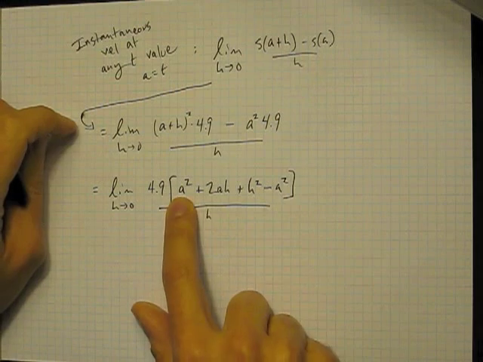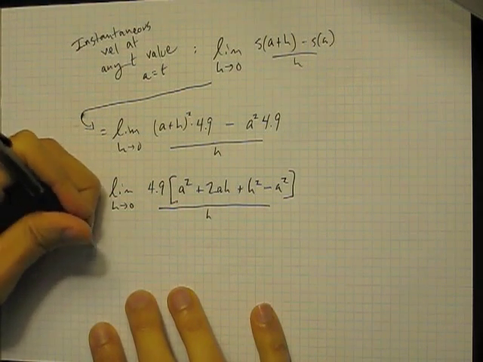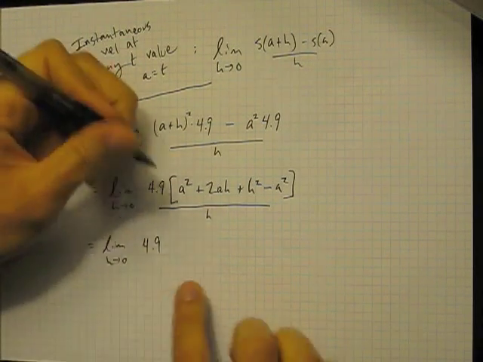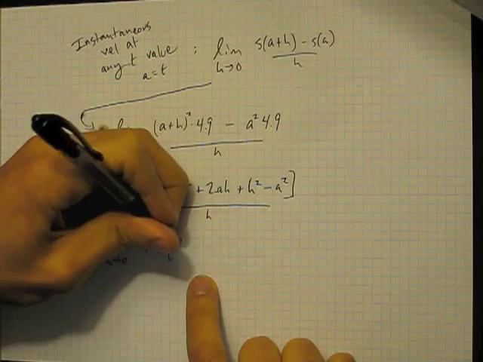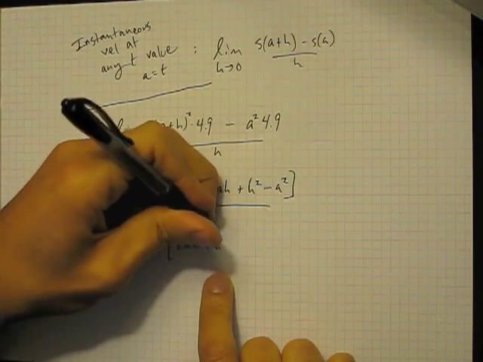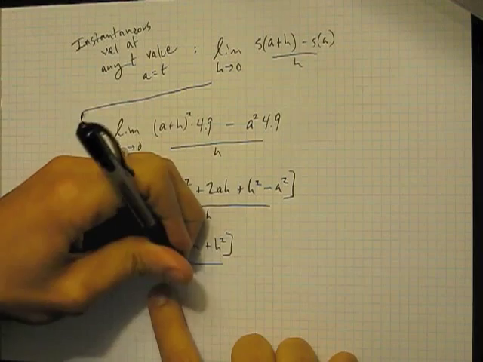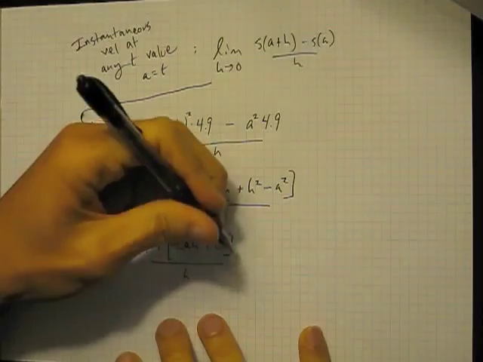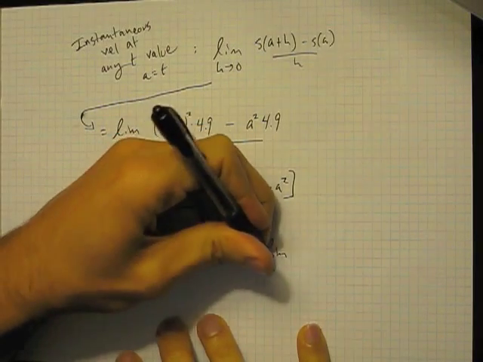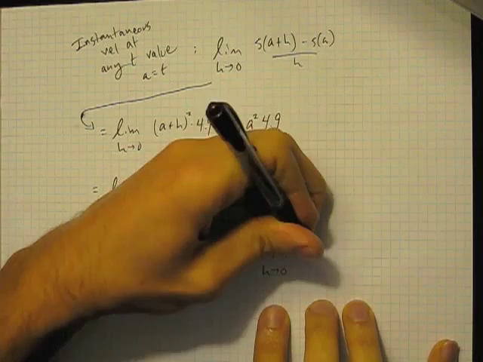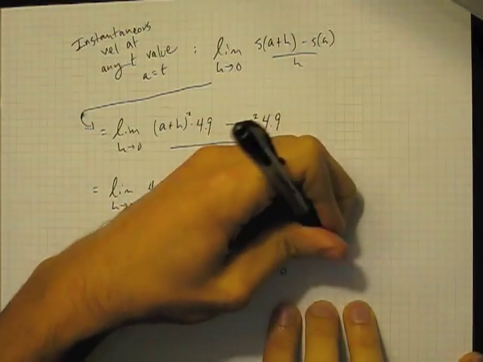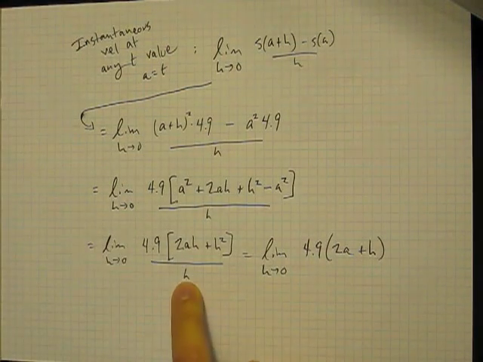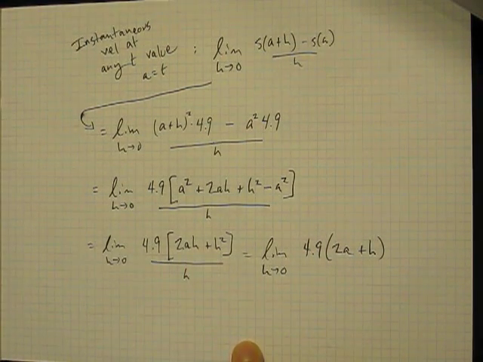So now look what happens. A squared and minus a squared, they will cancel. So we will get the limit as h goes to 0 of 4.9 times 2ah plus h squared, all of this being divided by h. Now notice there's a common factor of h in this product, so that can be canceled. So that is the limit as h goes to 0 of 4.9 times 2a plus h.